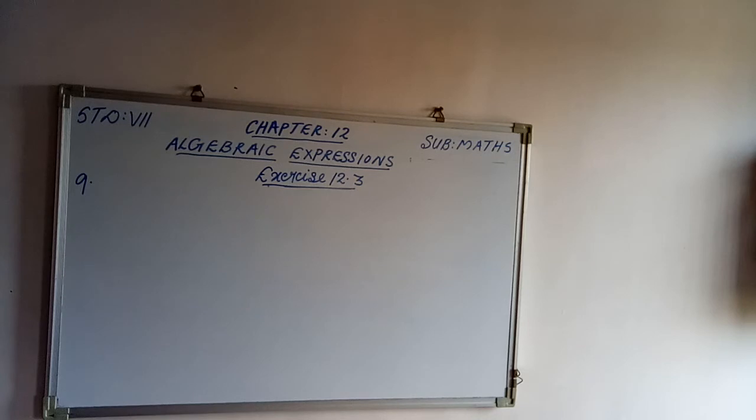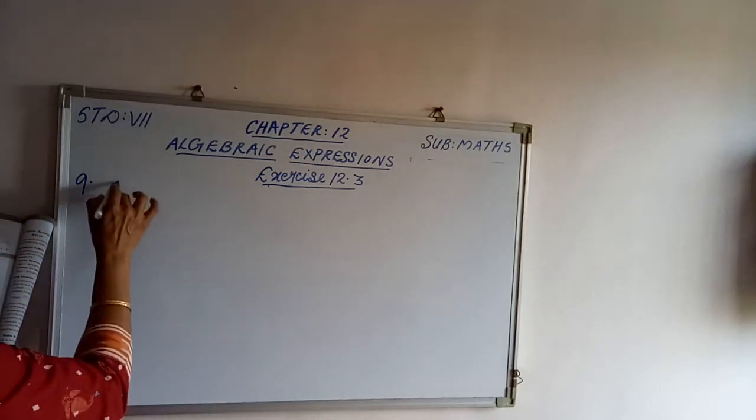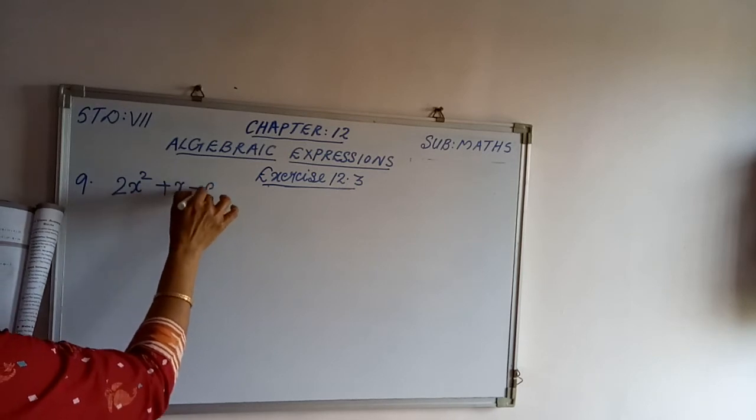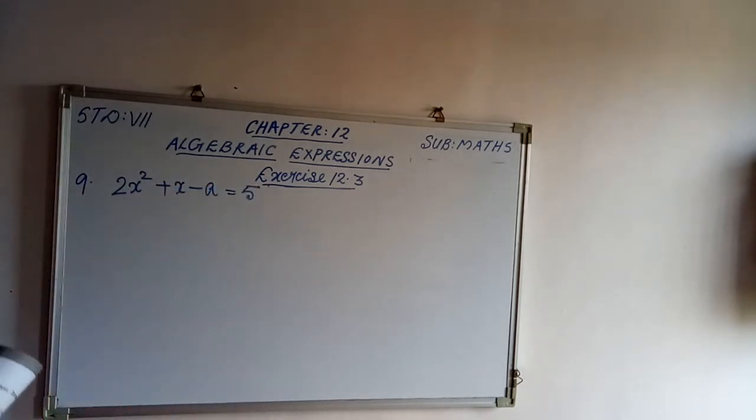Ninth one: what should be the value of a if the value of 2x square plus x minus a equals to 5 when x is equal to 0? So what is given there? The value of 2x square plus x minus a is equal to 5. And what you have to find out is the value of a, when the value of the variable x is equal to 0. Is that clear? So it is given that 2x square plus x minus a is equal to 5, and when x is equal to 0, you have to find out the value of a.